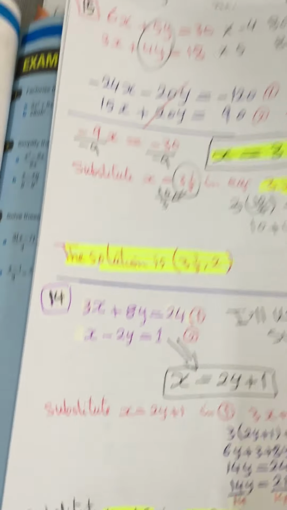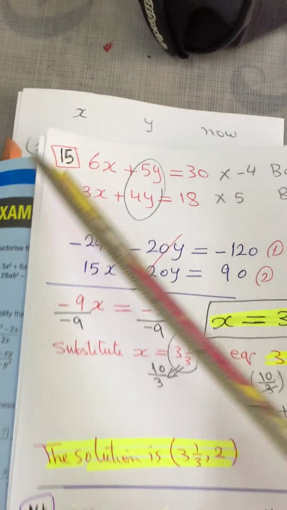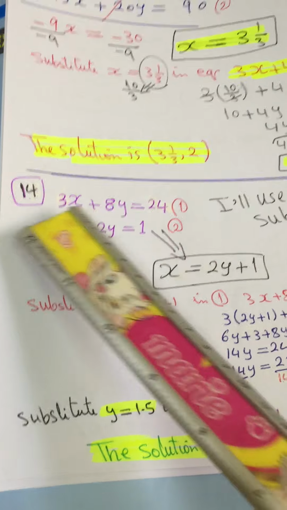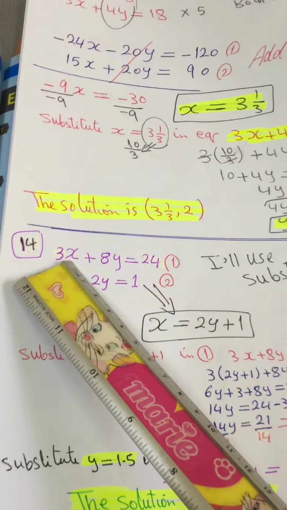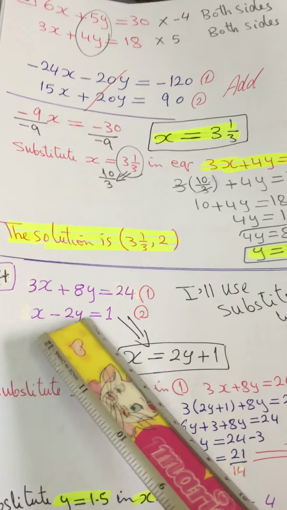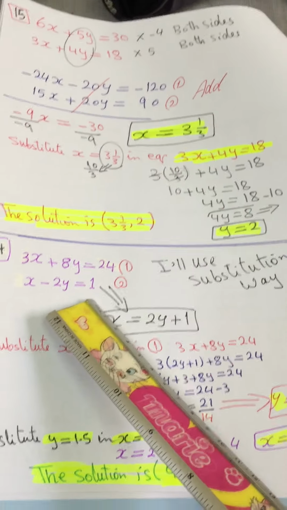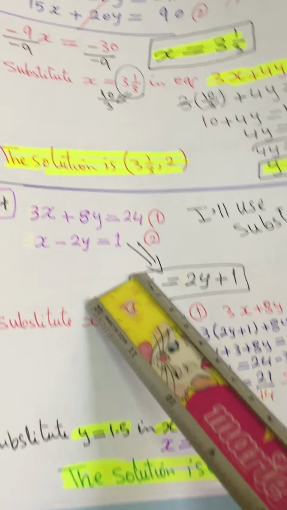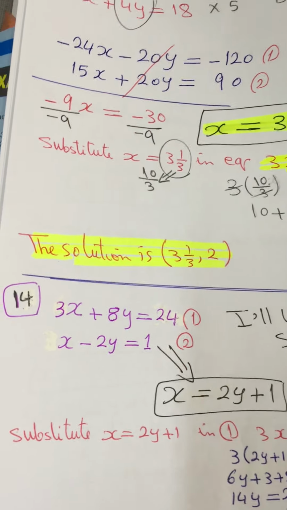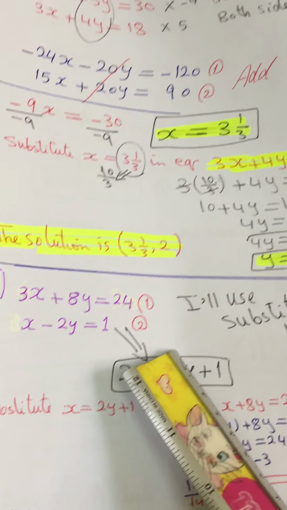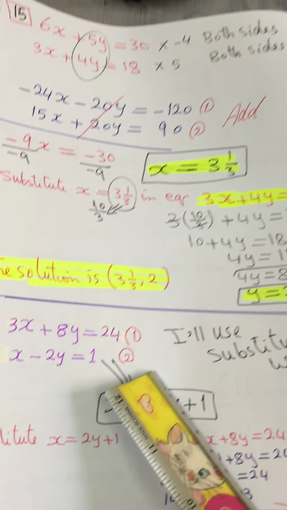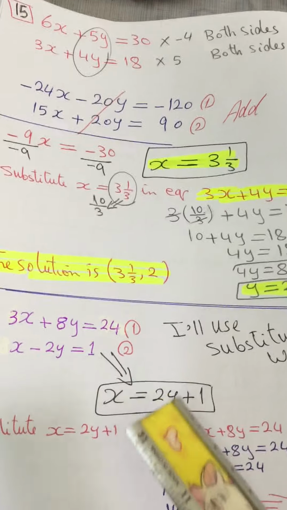Now question number 14. I'm sorry, I wrote number 15 here first and then 14. Okay, I'll start with you number 14. In number 14, we have two equations. Also solve the two simultaneous equations: 3x plus 8y equal 24, and here x minus 2y equal 1. Easy. I prefer to use the substitution method here. Why? Because I can find the value of x alone. As you saw in the last problem, I can also take x equal to something to get the value of x and substitute, but I prefer to explain more than one way for you.